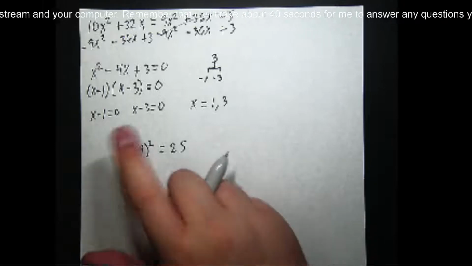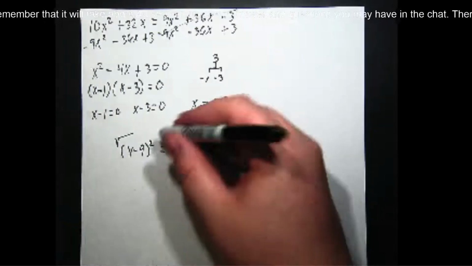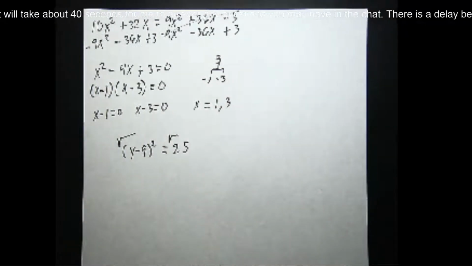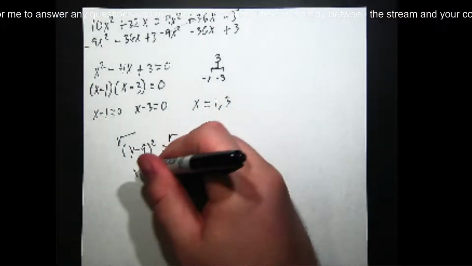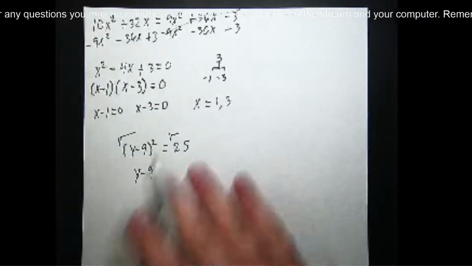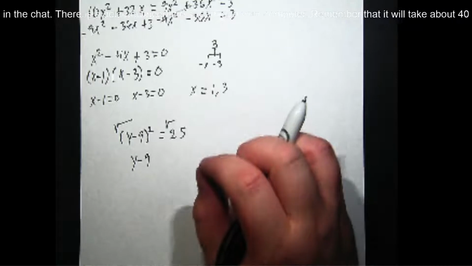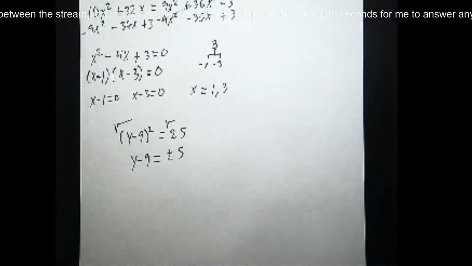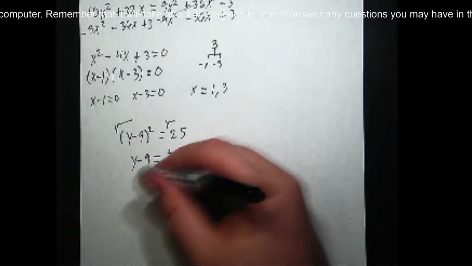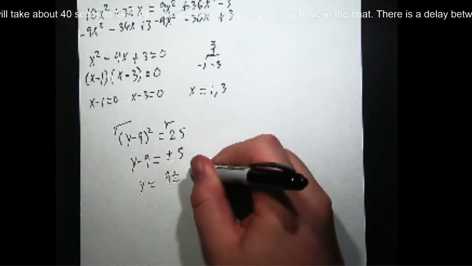So we've got a square on this side. We want to get rid of that square. We take the square root of both sides. On this side, that gives us y minus 9. That square is gone now. Remember, on this side, when we take that square root, this is going to give us 5, but not just 5, plus or minus 5. And then one step left, and that is to move 9 to the other side, so we have y equals 9 plus or minus 5.